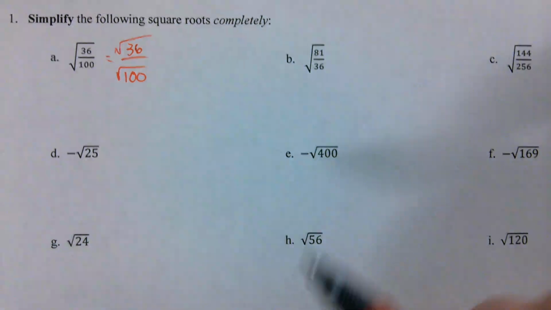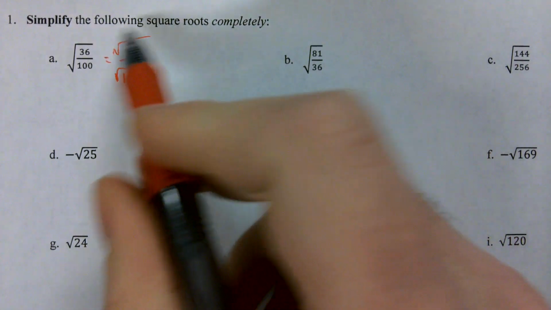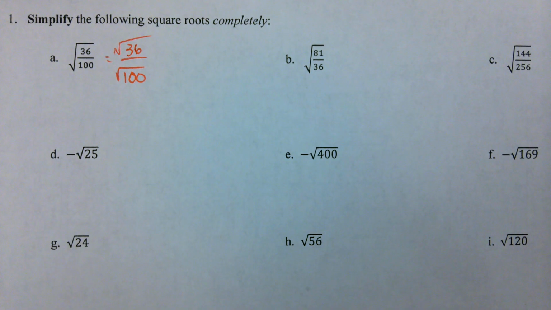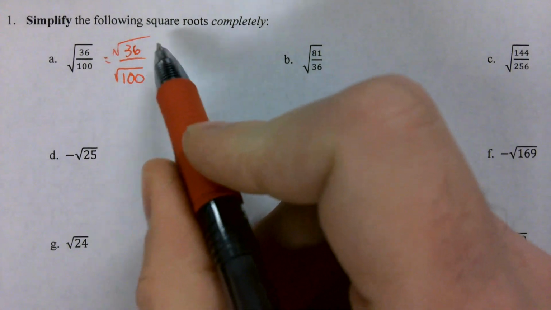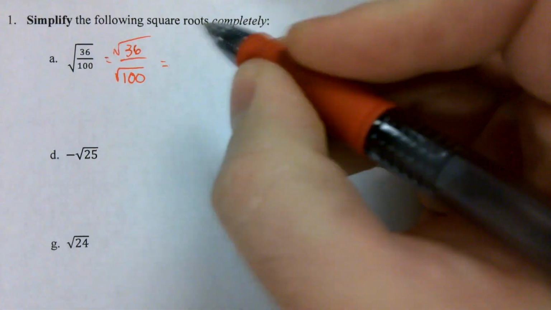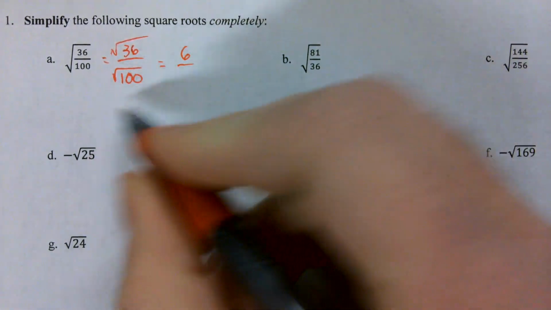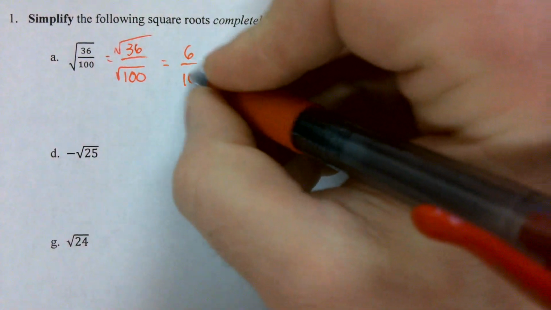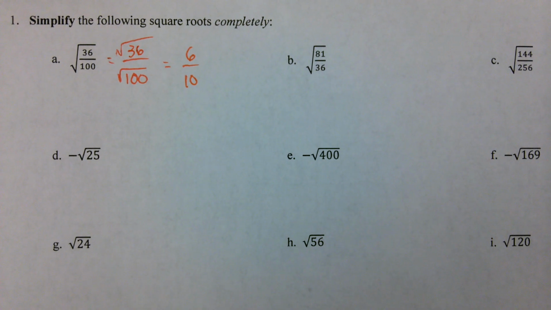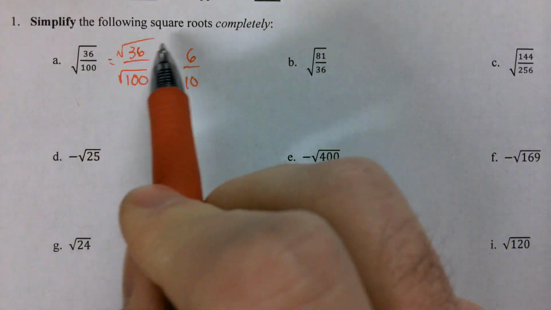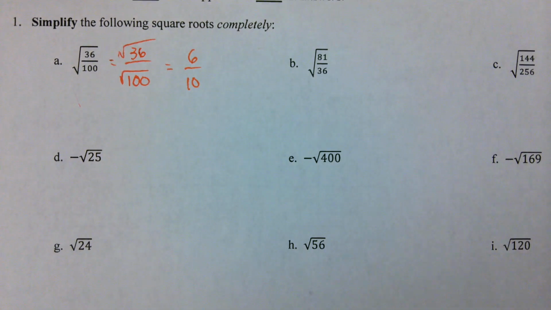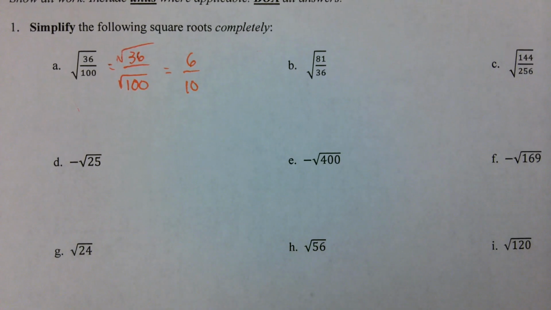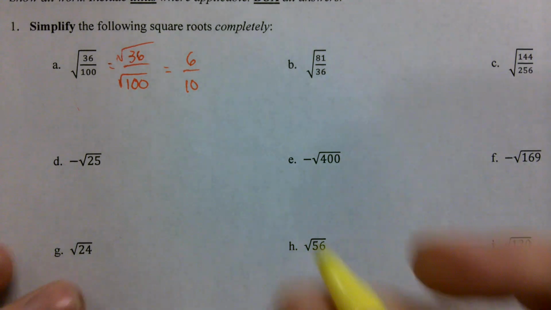This makes it a lot easier for our brains to rationalize what we're doing on the top and what we're doing on the bottom. What is the root of 36? 6. What is the root of 10? Or sorry, well, I just said it. The root of 100 gives me 10, right? Now, in this question, it says simplify the following square roots completely. What's the most important word in that direction? Completely.